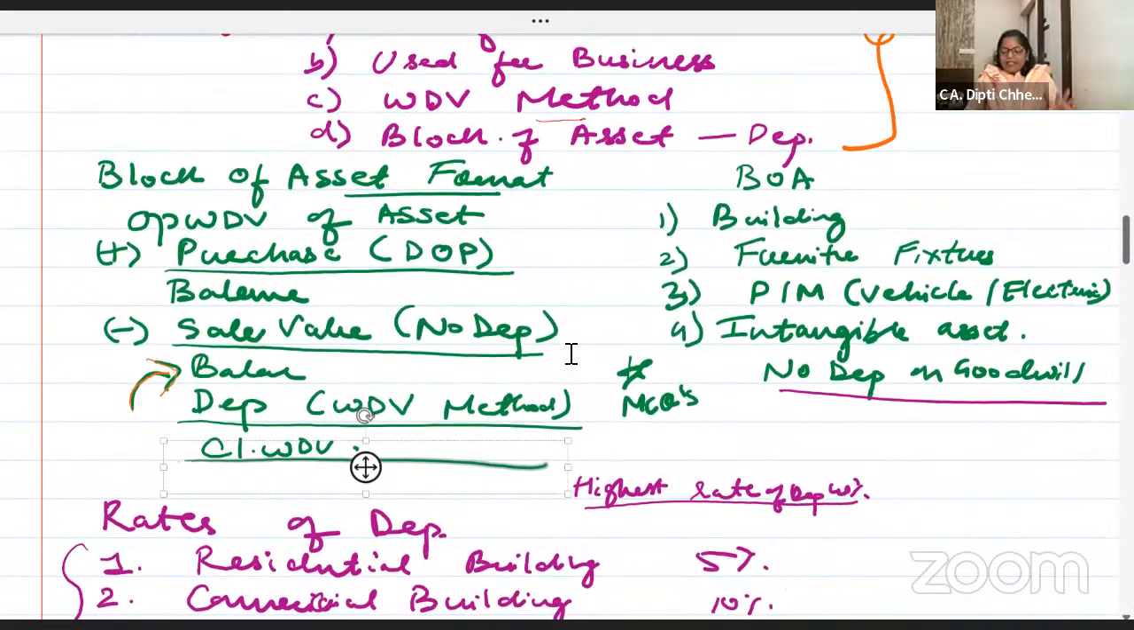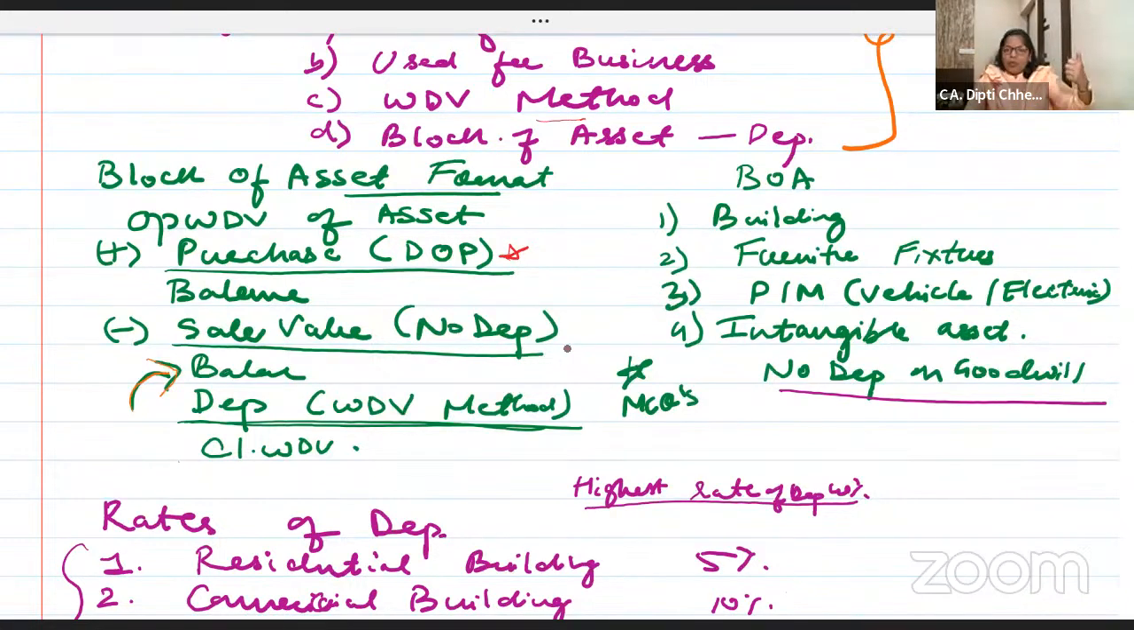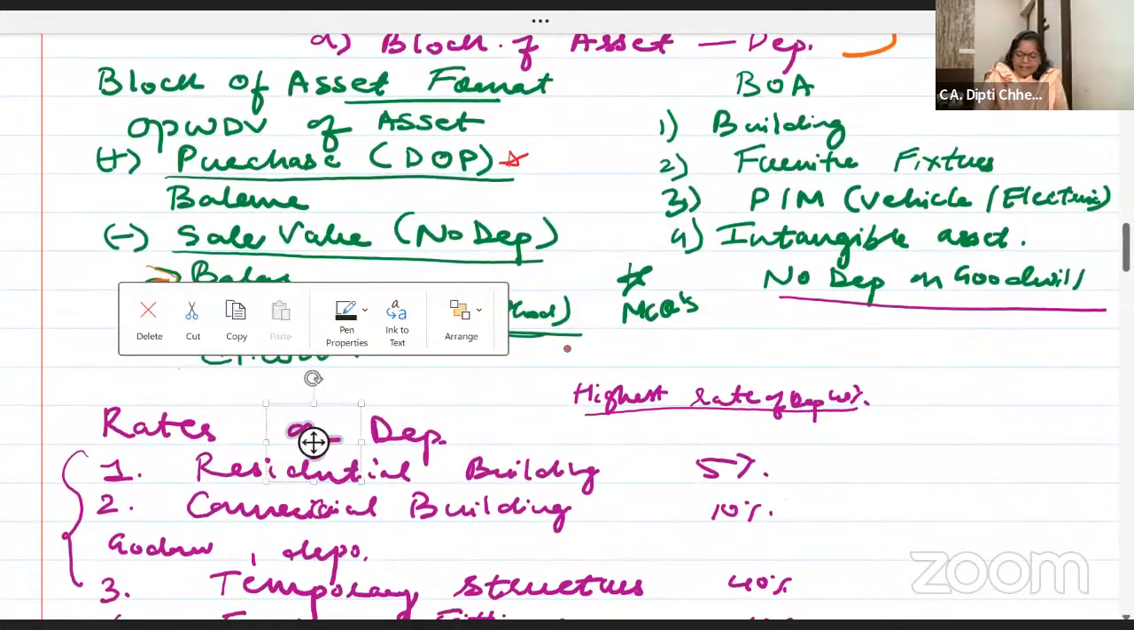Now, when I'm saying you have to charge the depreciation not asset-wise but block-wise, what is the format you will use? Opening WDV, add the purchases, balance. While adding the purchases, it is very important to write down the date of purchase. Why? If the asset is used for more than 180 days, full year's depreciation. If it is used for less than 180 days, 50%. So there is no date-to-date depreciation like in books. Then balance minus sales value.